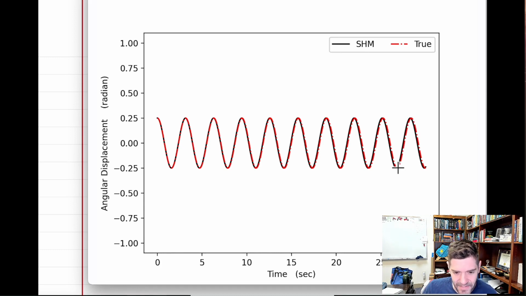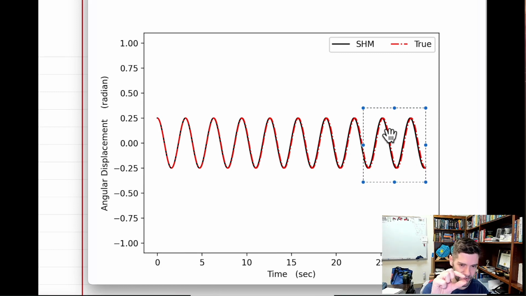Actually, you can start to see a little bit of deviation as you go on. So they start really close to one another, but as you go on and on, they start to ever so slightly deviate from one another. And if you were to make the angular displacement initially even smaller, it would take even more time before you started noticing this deviation.